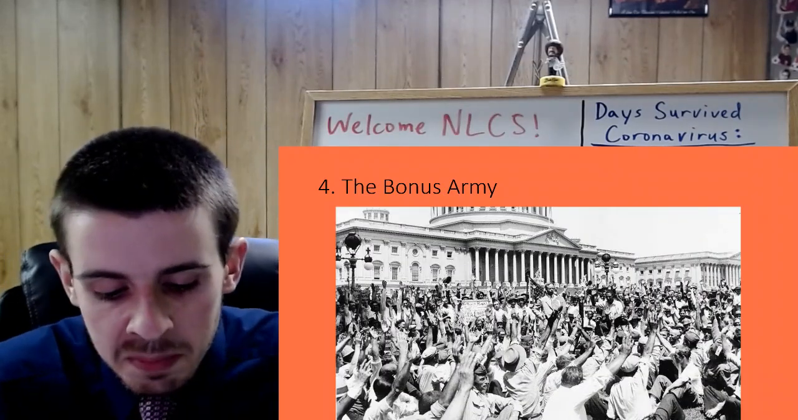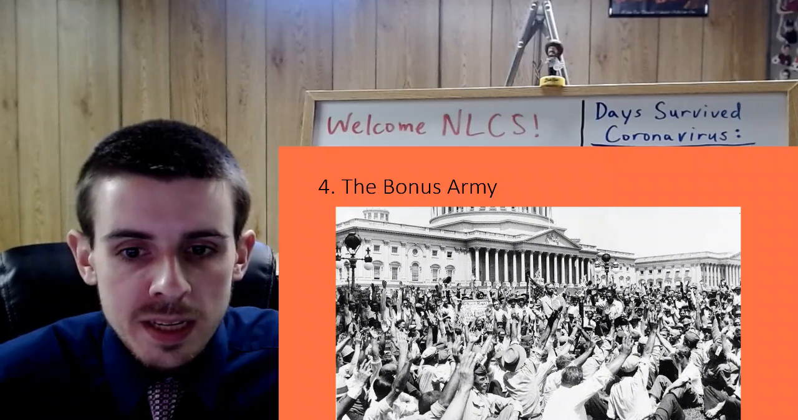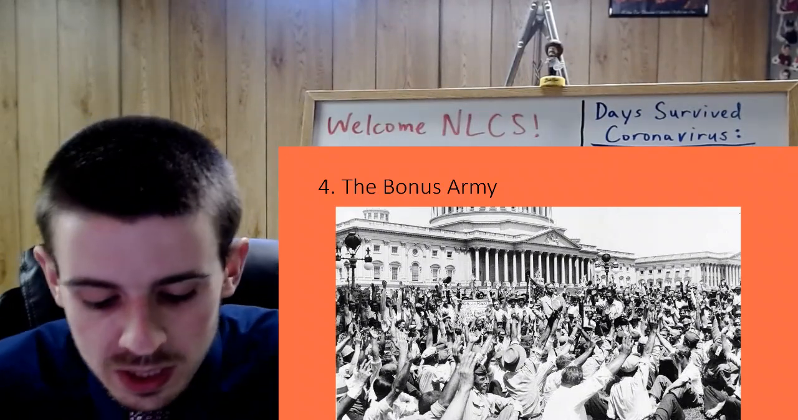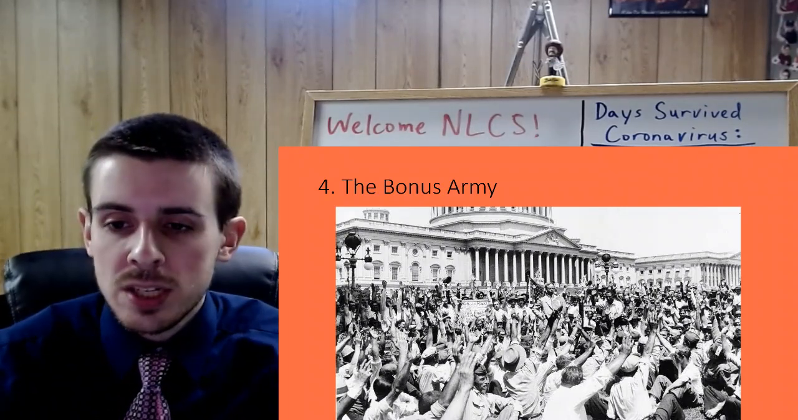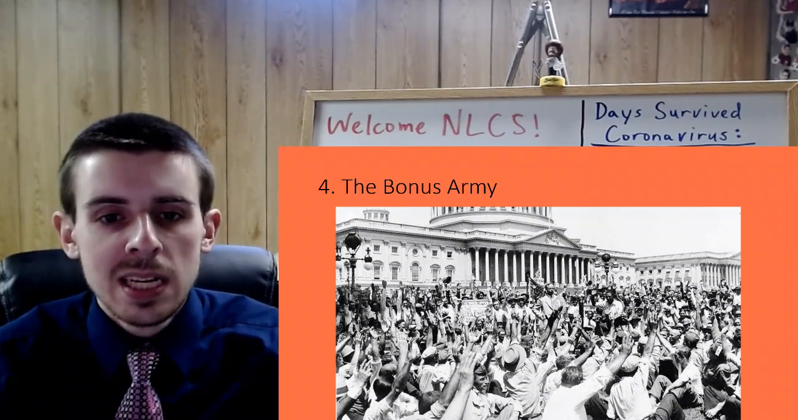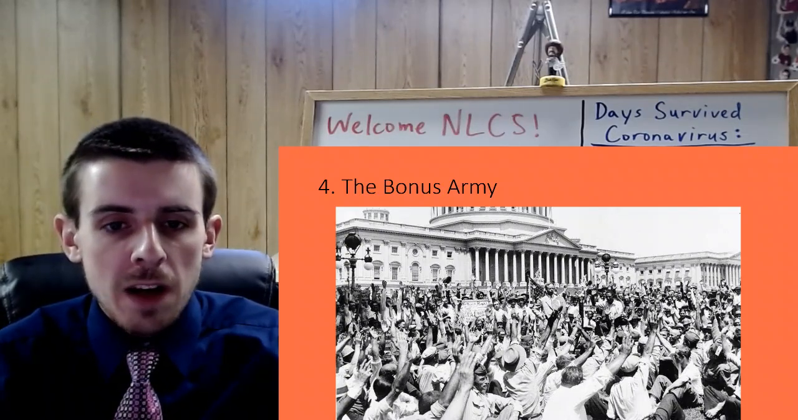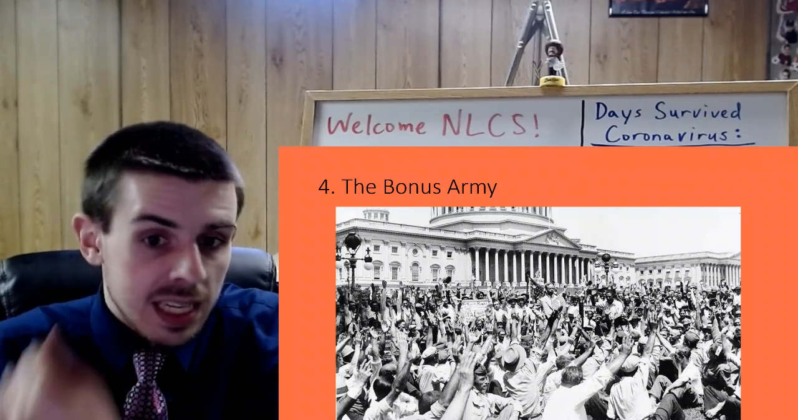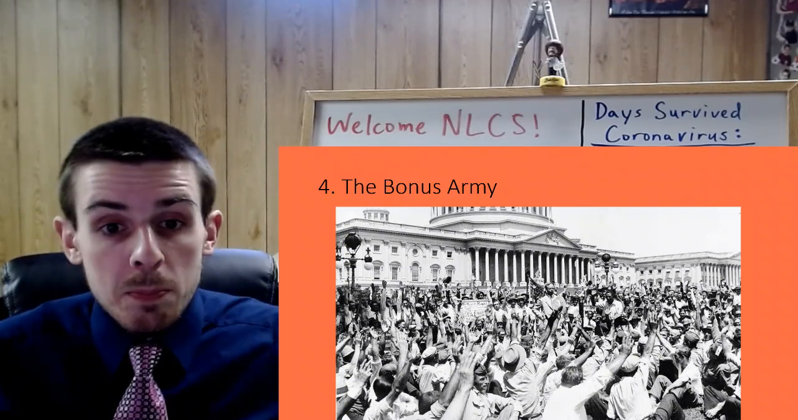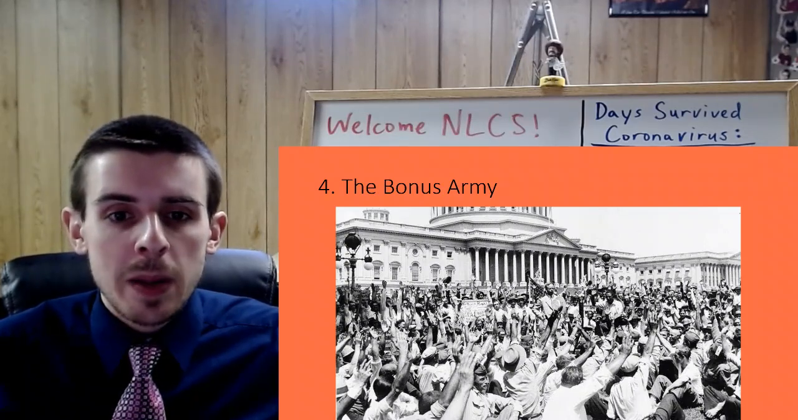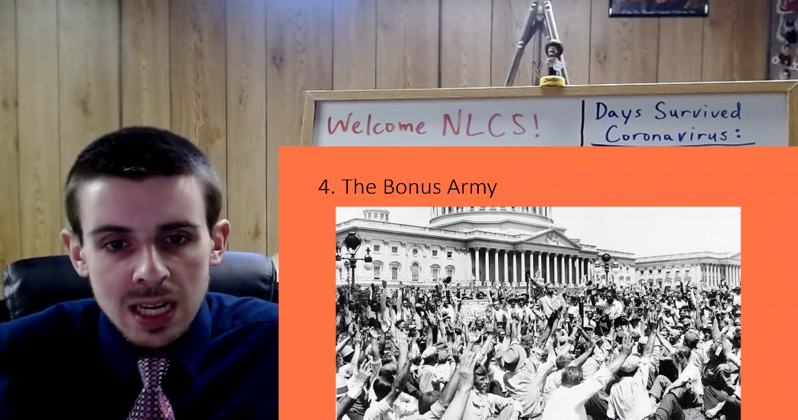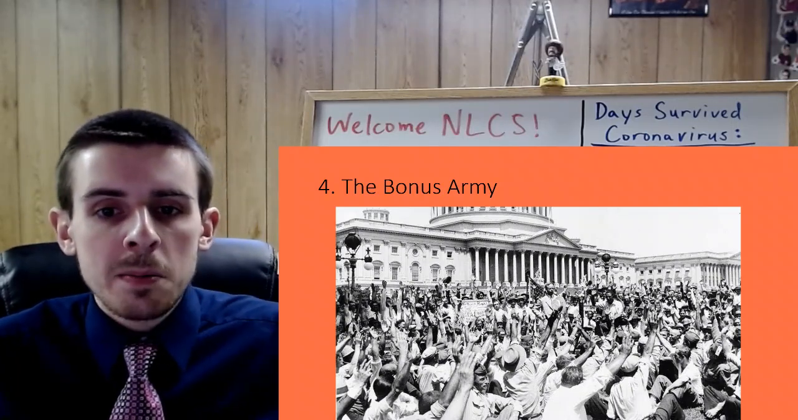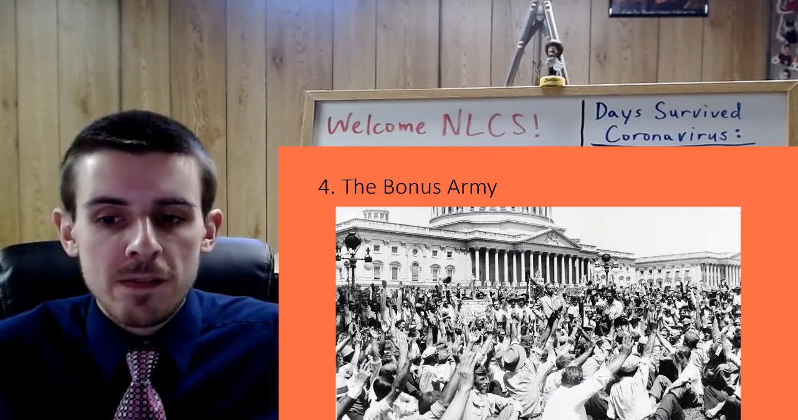Okay. Number 4, the Bonus Army. The Bonus Army was an interesting thing. Basically, think about this, okay? During World War I, there were 5 million Americans, give or take, who fought in the war. They were promised a cash payment, a bonus, if you will. Oftentimes people give out bonuses to their workers, or it's just an extra payment on top of any wages that you may have earned. They were given a bonus because we were happy with how they fought in the war.